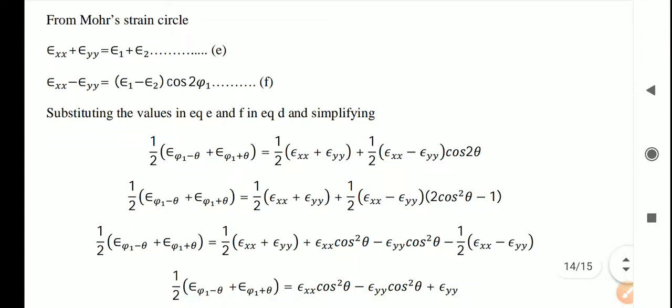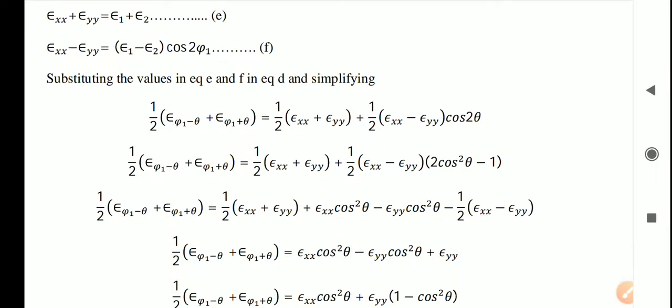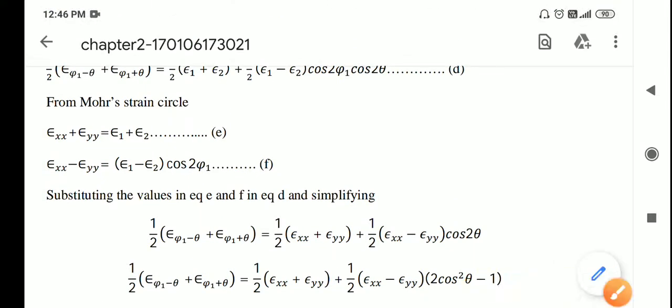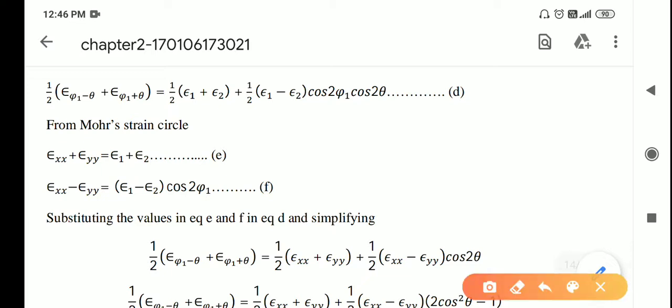So what happens? See here. If you substitute E and F, you can see this equation is going to be changed to this form. Half of epsilon 1 plus epsilon 2 is replaced by half of epsilon xx plus epsilon yy. Then in the place of half of epsilon 1 minus epsilon 2 you are going to substitute half of epsilon xx minus epsilon yy. Okay, this equation is changed to this form.